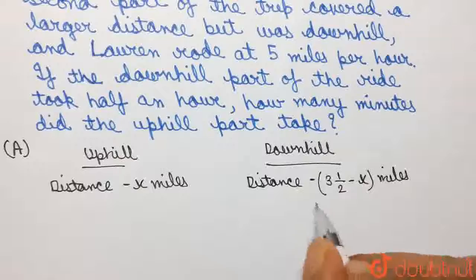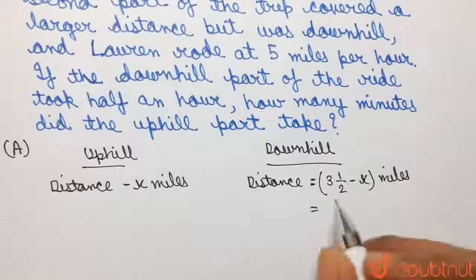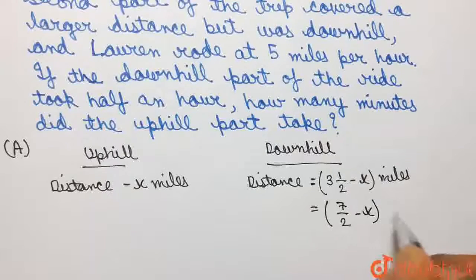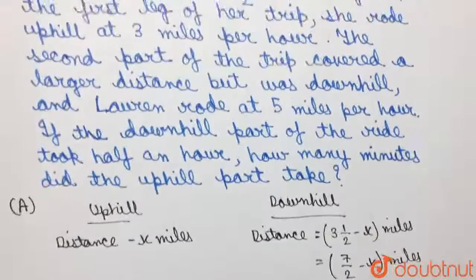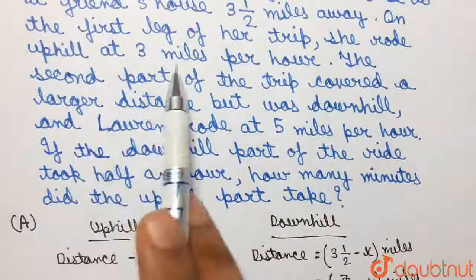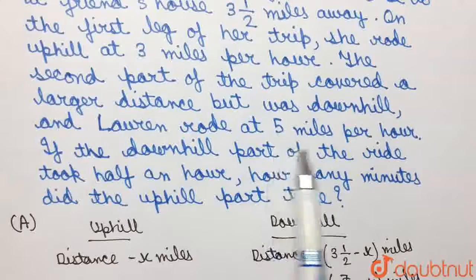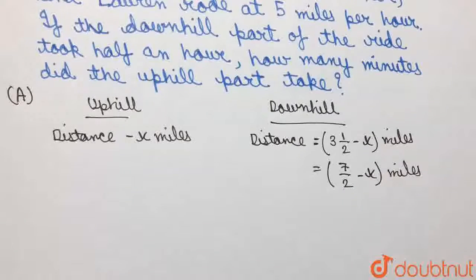Now this can be simplified and written as 3.5 can be written as 3 into 2 is 6, plus 1, 7 by 2, minus x miles. Now the question also mentions that during the uphill part of her journey she rode at 3 miles per hour, whereas during the downhill part of the journey she rode at 5 miles per hour. So the speeds for the two parts of the journey have also been given in the question.